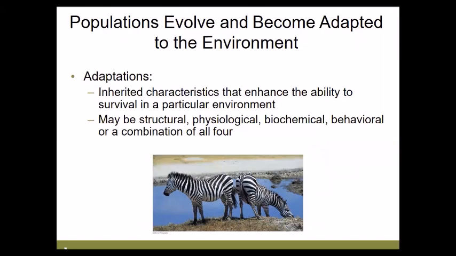Another characteristic here is that populations evolve and become adapted to the environment. Those adaptations are listed, or the definition is listed here for you: inherited characteristics that enhance the ability for survival in a particular environment. And so those adaptations allow for the survival of that species in that particular habitat and environment.